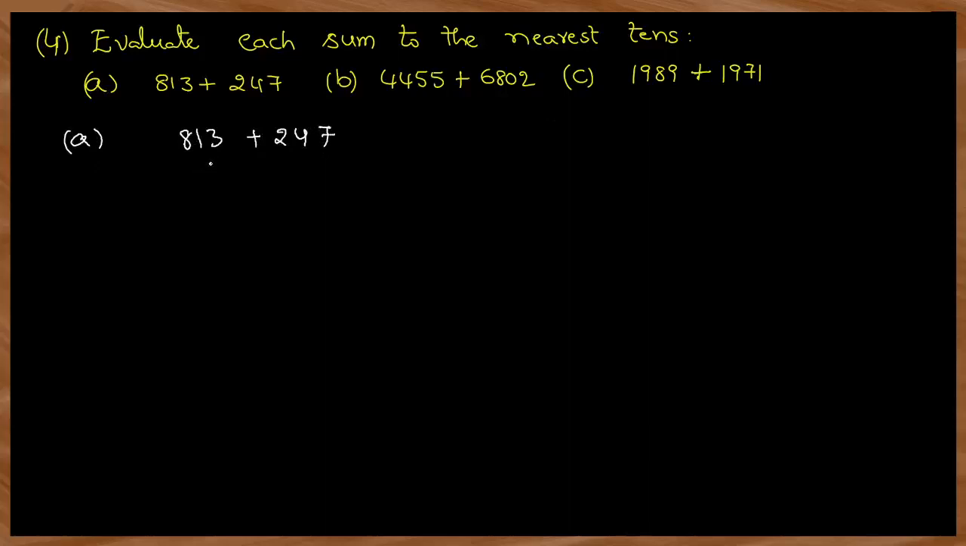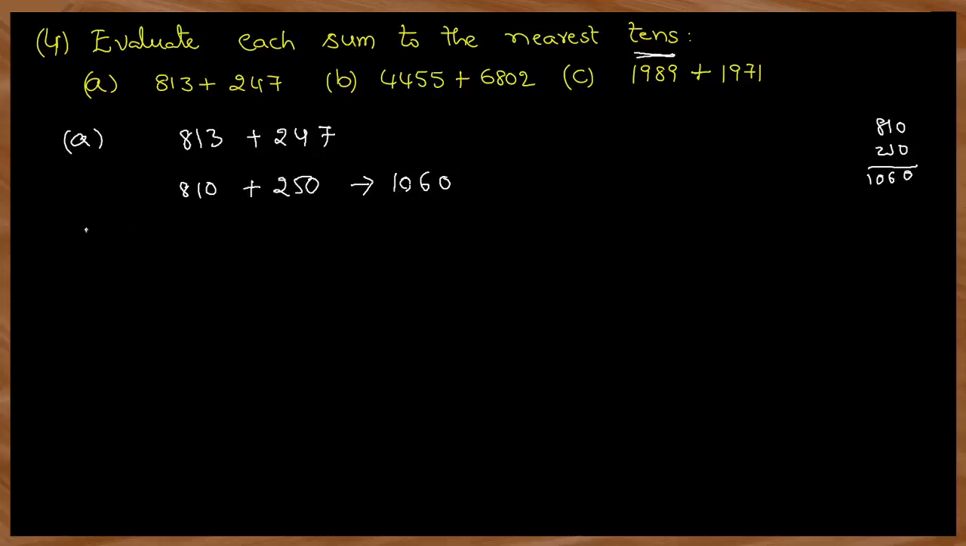So what will be the nearest? Here it is asking nearest tens. Remember this word. Nearest tens only you have to take. So you should write the hundreds place as it is. Nearest 10 of 13 is, you know, 10 only. So 810. And nearest 10 of 247 is, we have to take up to here. For 47, nearest 10 is 50. So you should write it as 250. Now you can add these two. So 810 plus 250 is 1060.